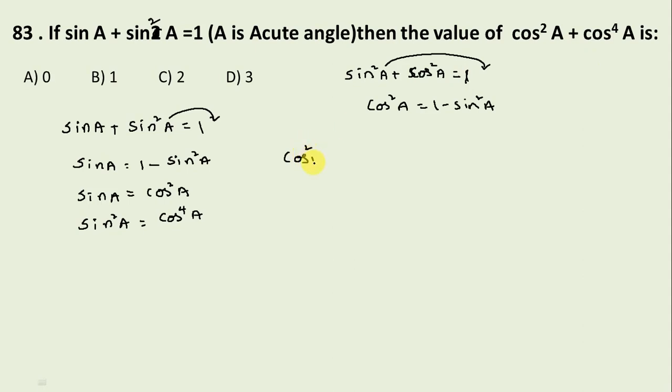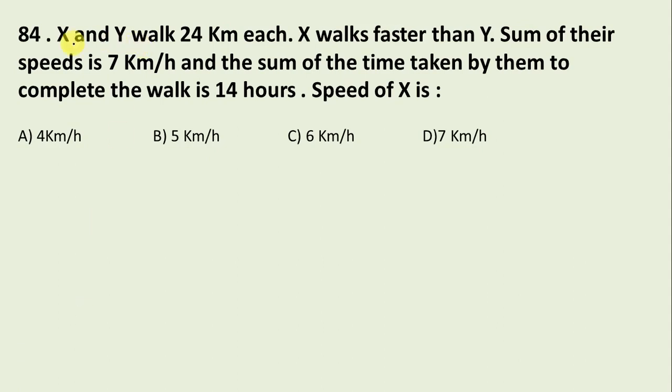Now we go to our question. Cos square A plus cos raised to 4A. We kept cos square A as it is, plus cos raised to 4A, that is sin square A. See our formula, sin square A plus cos square A is equal to 1. So cos square A plus sin square A is equal to 1. The answer is B. Next question number 84.